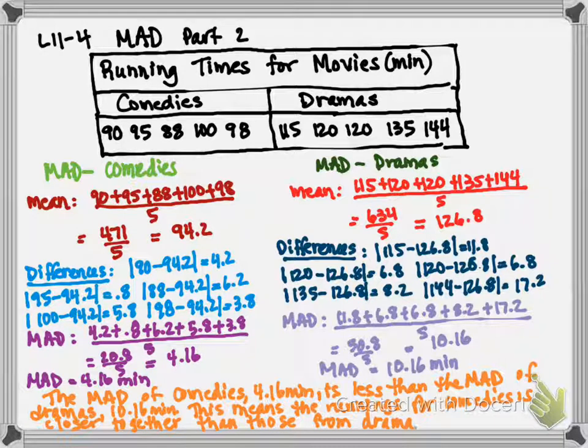So dramas can be shorter to much longer. I mean, look at the difference from 115 to 144. That's a big difference, 29 minutes, almost 30 minutes longer.